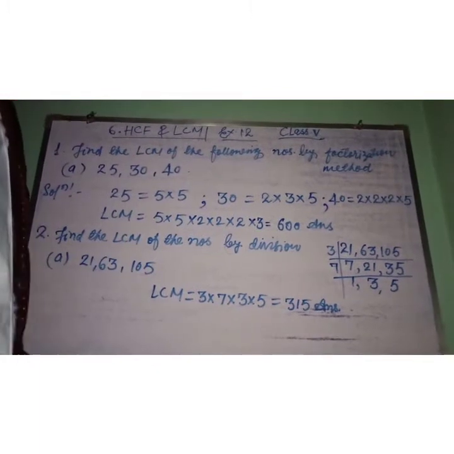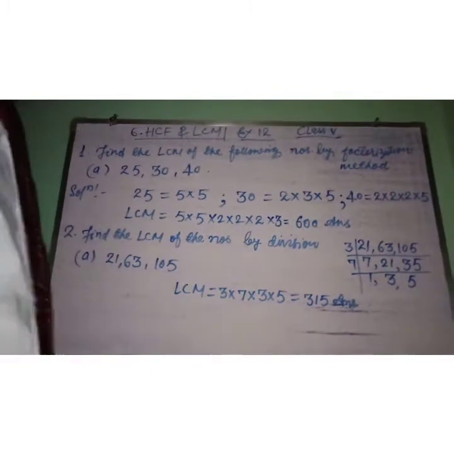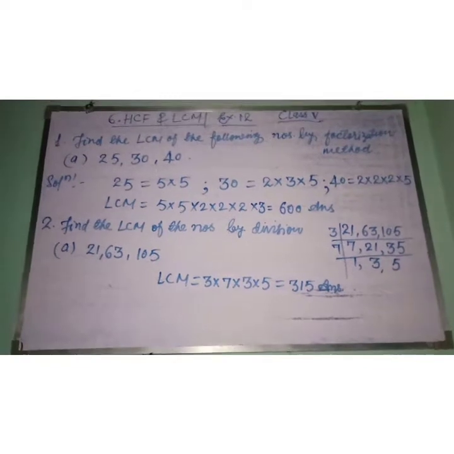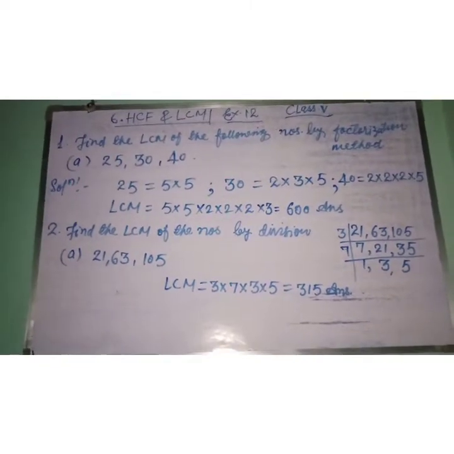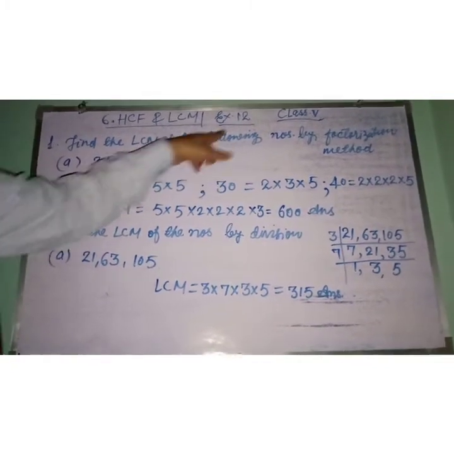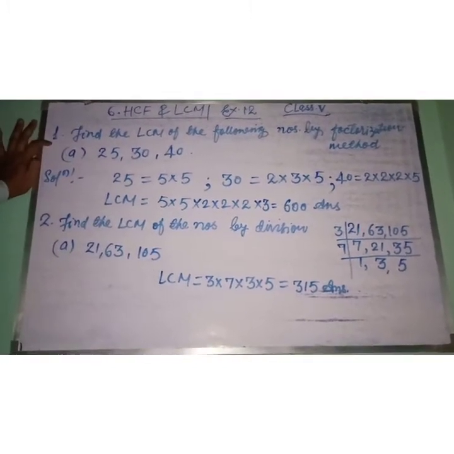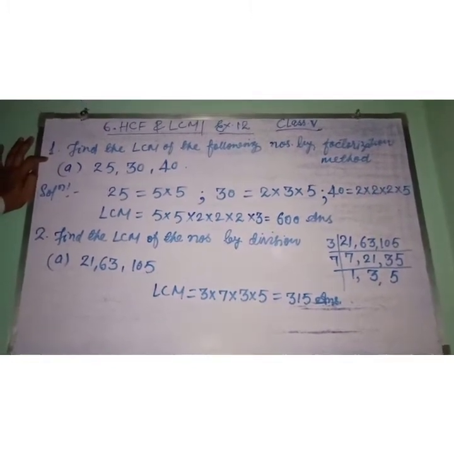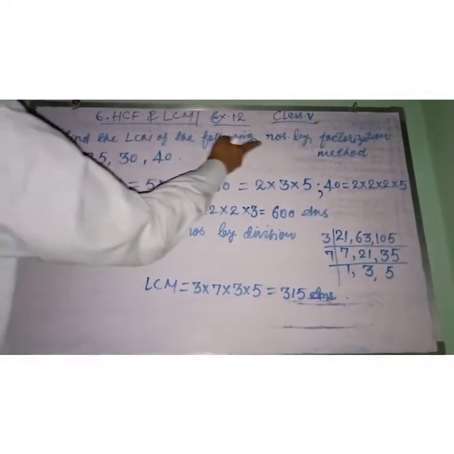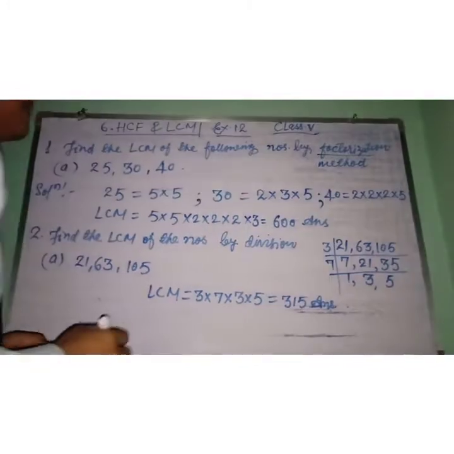Friends, afterwards we will learn how to find LCM by the first method, the prime factorization method, and the second method, the division method. Okay friends, now let us see. I have taken two questions from exercise 12, question number 1 and question number 2. Now see question number 1, how to find the LCM by the prime factorization method.